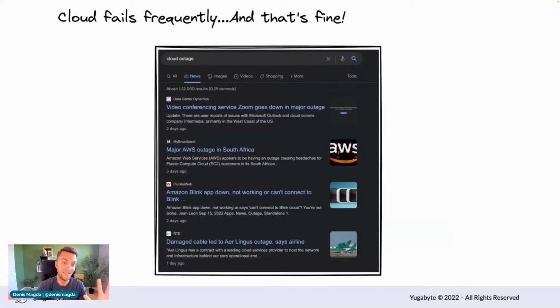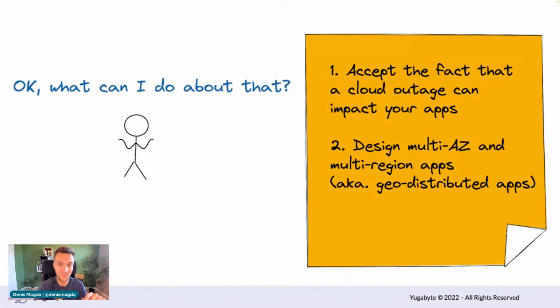For instance, several months ago, when I was preparing the slides for this talk, I decided to Google cloud outages, and this is what I've seen. Try to run the same experiment and see what cloud outages took place in the last day or two. And probably you will be surprised. But anyway, what can we do about that?